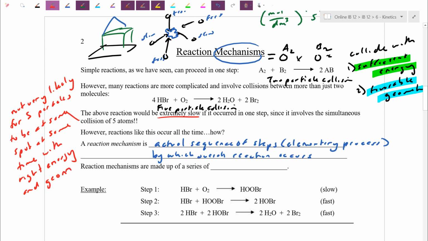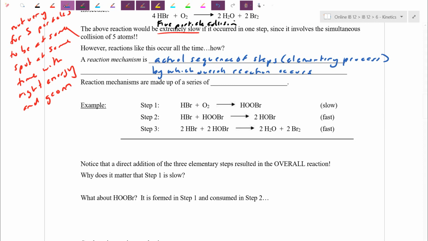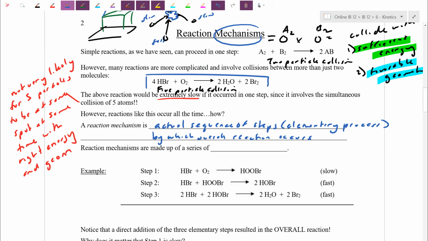It's getting harder and harder for this reaction to occur. However, reactions like this do happen. How? What I'm actually saying here is we have a reaction mechanism. Basically, this reaction here, we can call the overall reaction or the net reaction.